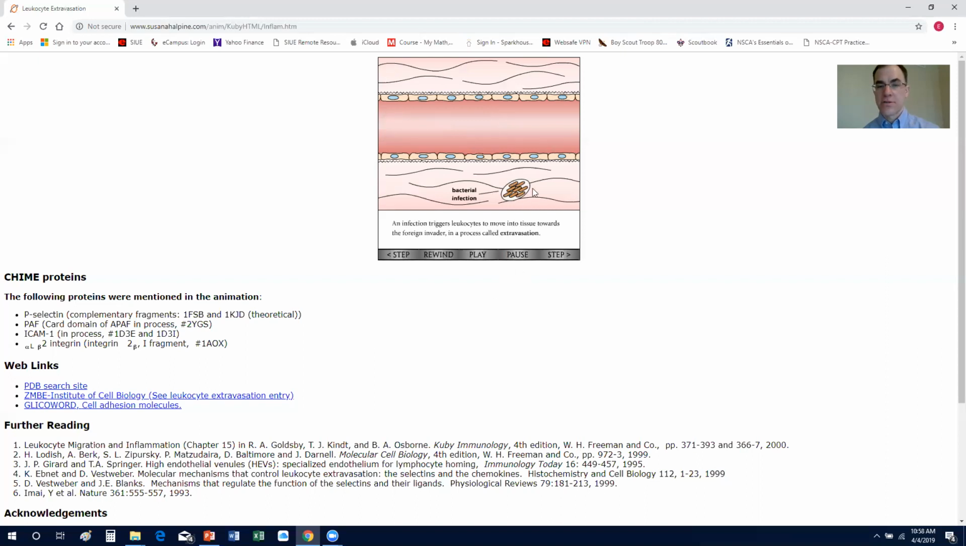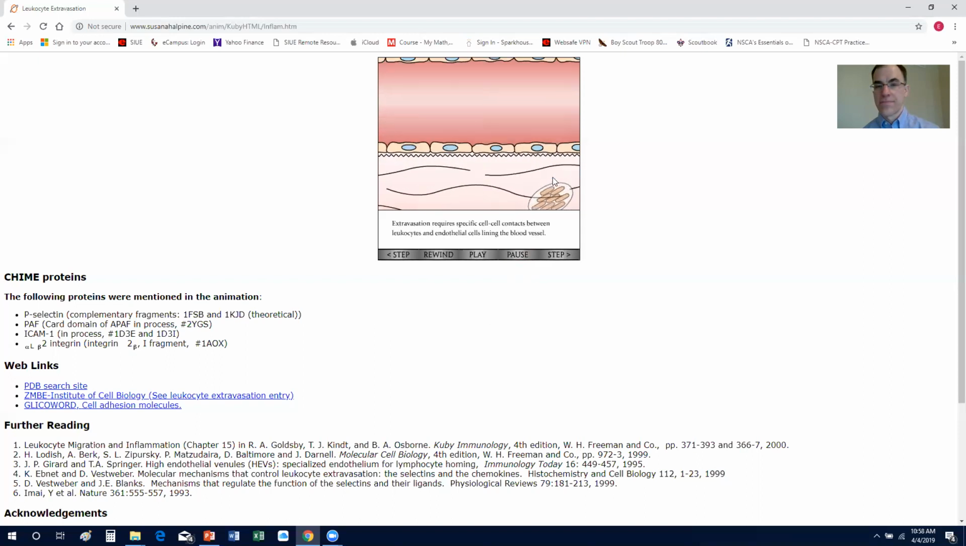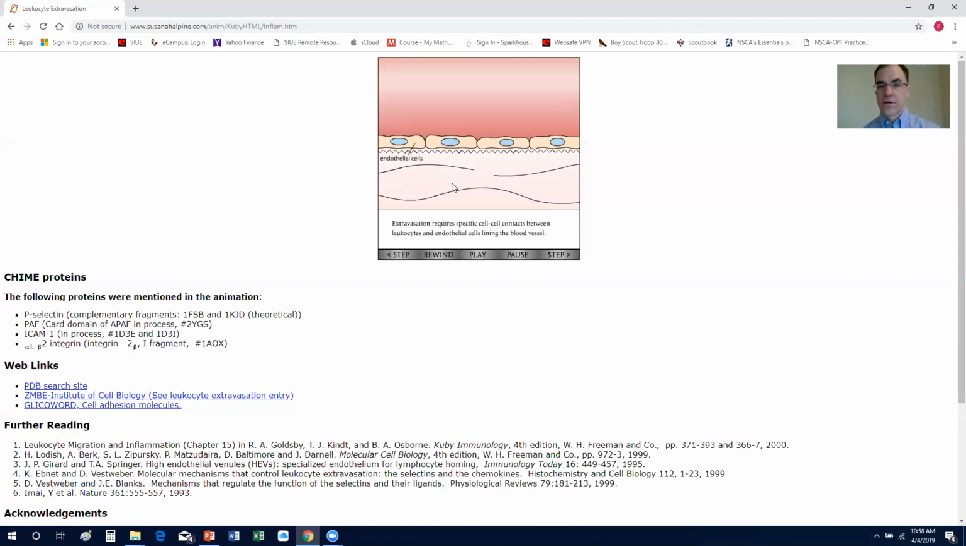Again, you have the bacterial infection, the LDL here. That's going to cause inflammation. It's going to cause the rolling. The E-selectin is going to cause rolling. The VCAM1 and ICAM is going to cause the sticking. So again, here's our endothelial layer.